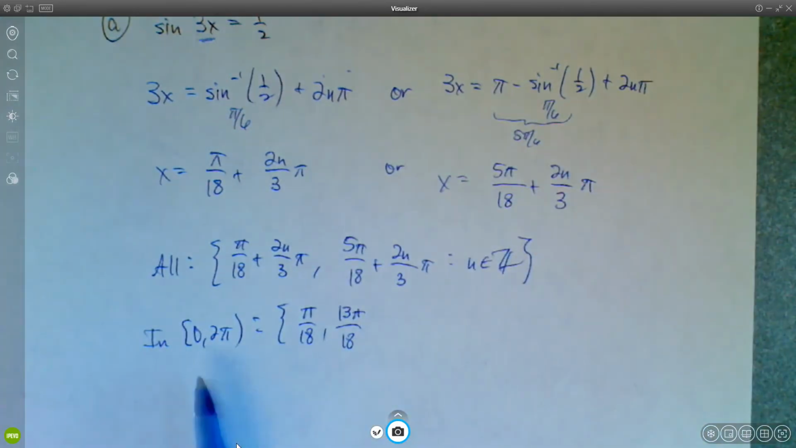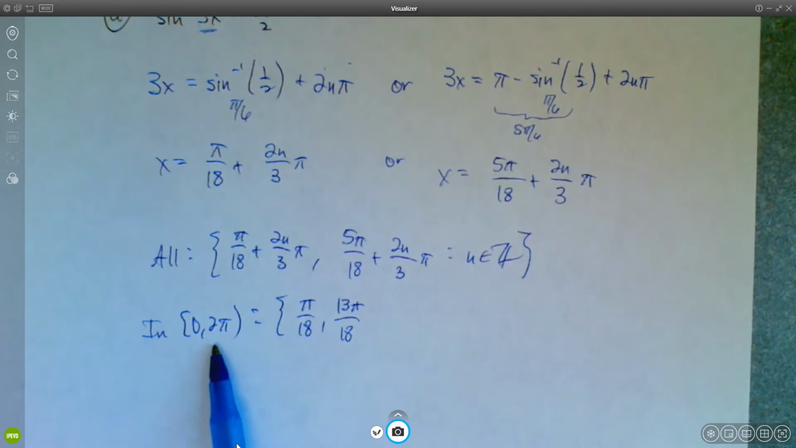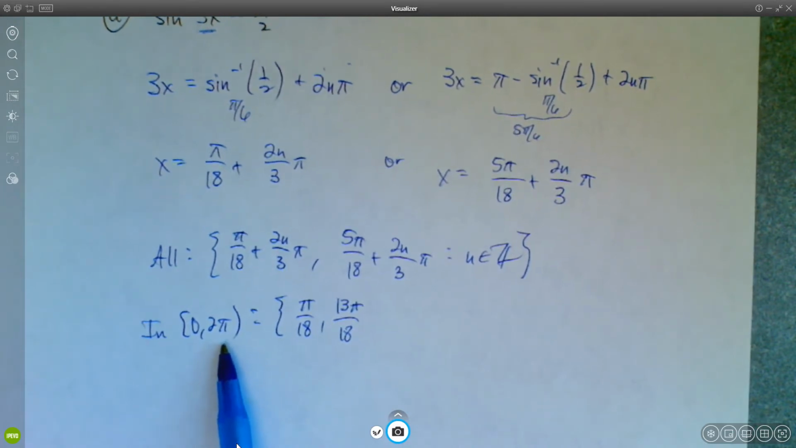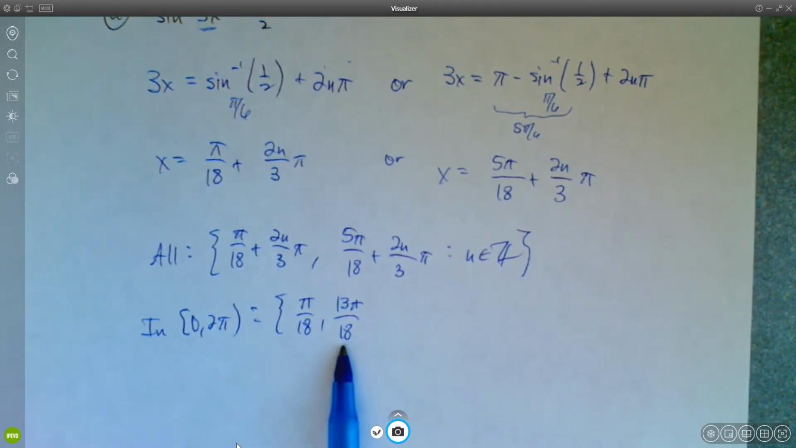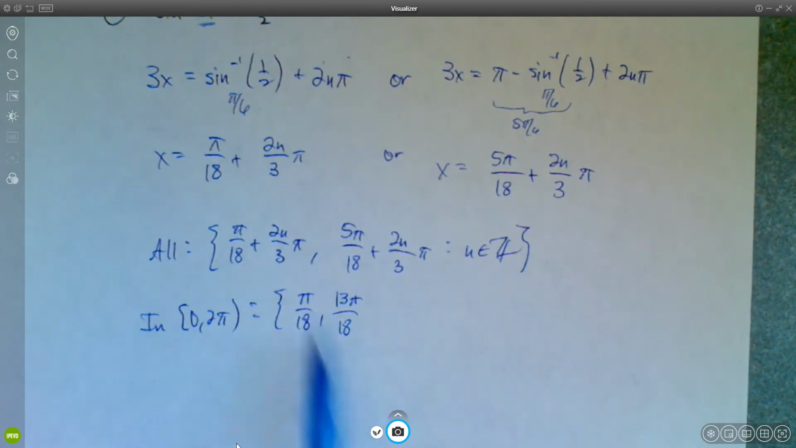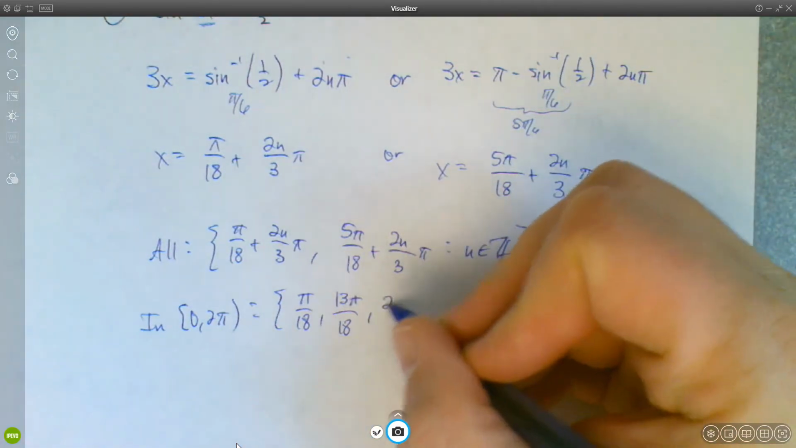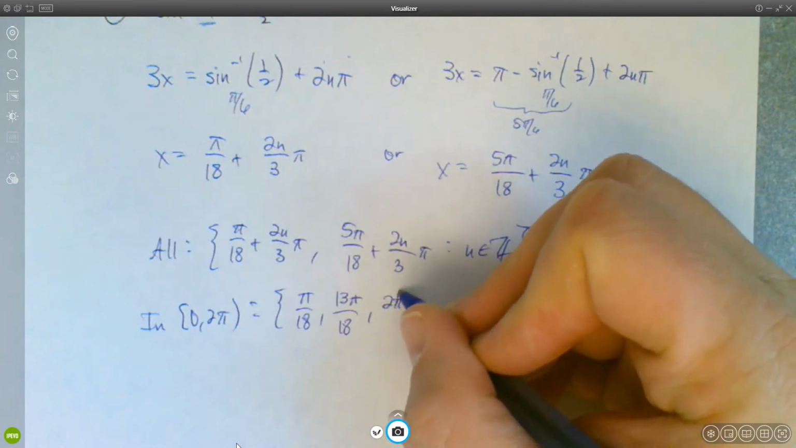Okay, and that's still less than 2 pi. 2 pi would be, what, 36 pi over 18. Okay, so we haven't quite reached it yet when I plug in 1. What if I plug in 2? If I plug in 2, I'll have pi over 18 plus 4 pi over 3. That's 25 pi over 18. That's still less than 36 pi over 18.